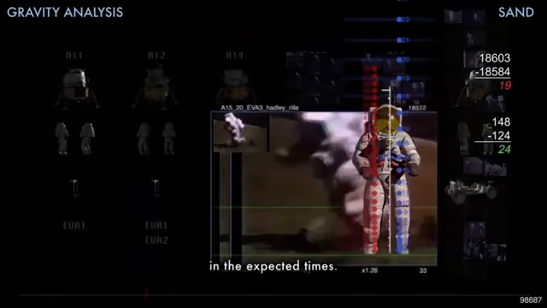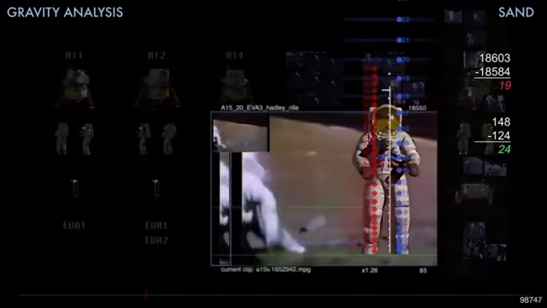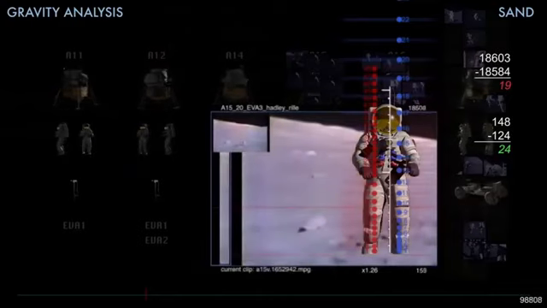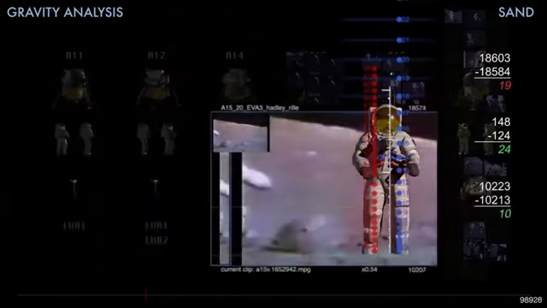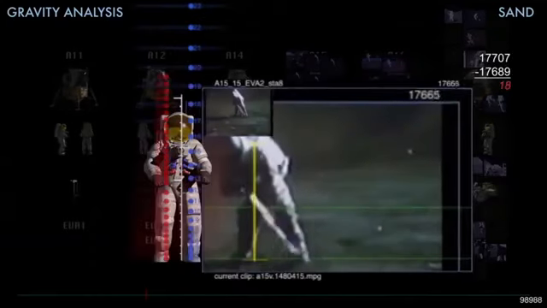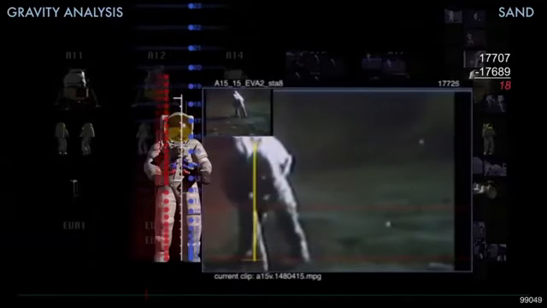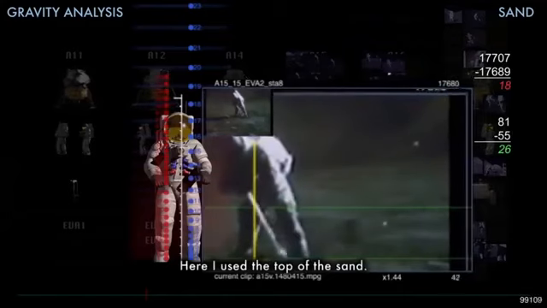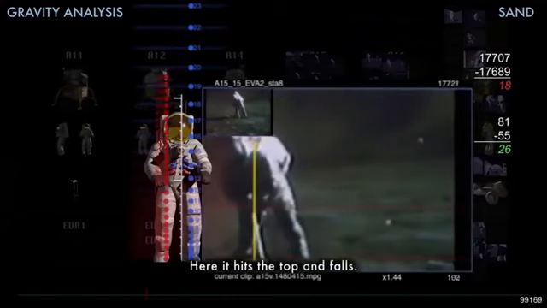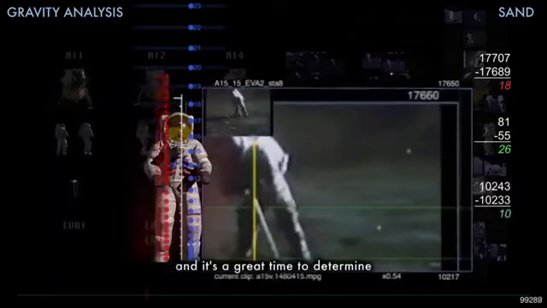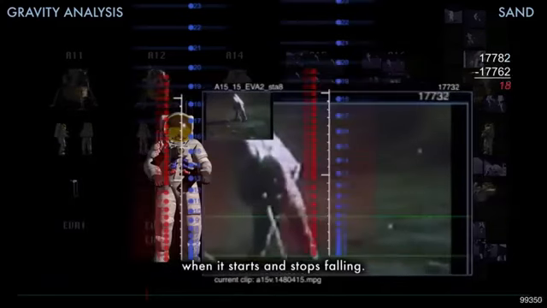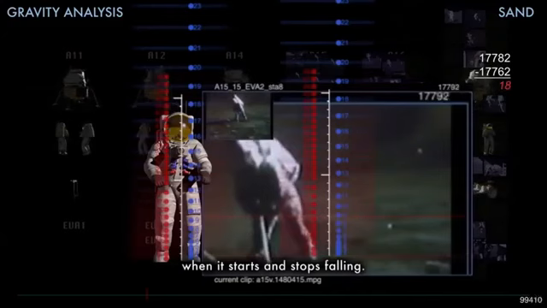And here are a few examples of an astronaut falling down, kicking up sand. And here, scooping and tossing sand with a shovel. Here I use the top of the sand. Here it hits the top and falls. You can see it disappear, and it's a great time to determine when it starts and stops falling. Let's compare a couple of these clips.